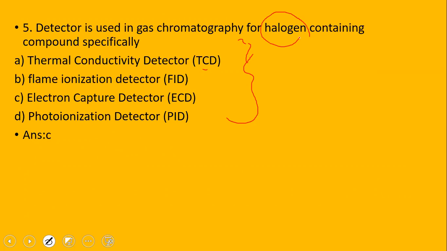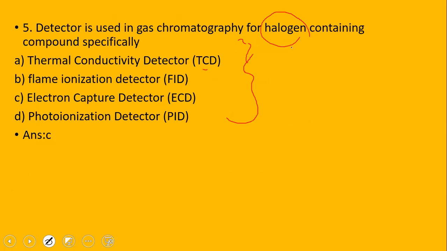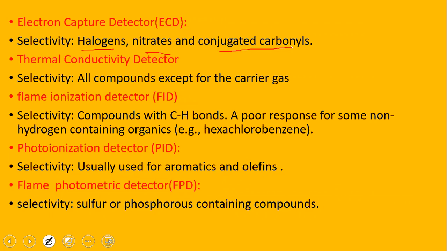Electron capture detector is the detector used in gas chromatography to specifically identify compounds containing halogens. This detector can selectively detect halogens, nitrates and conjugated carbonyls. Next is thermal conductivity detector. That detector detects all compounds except for carrier gases.